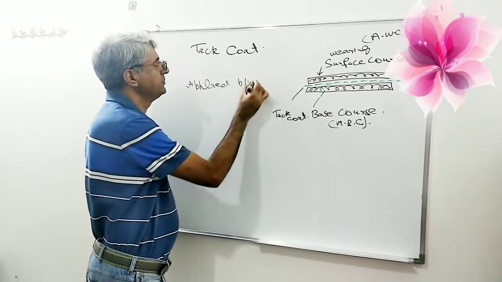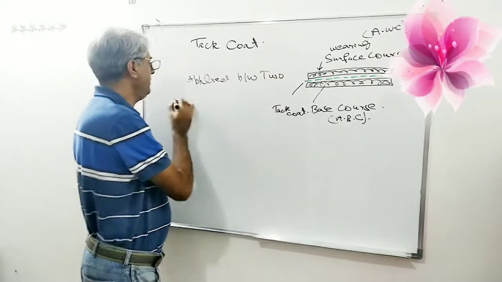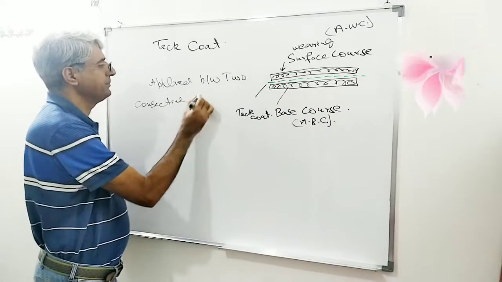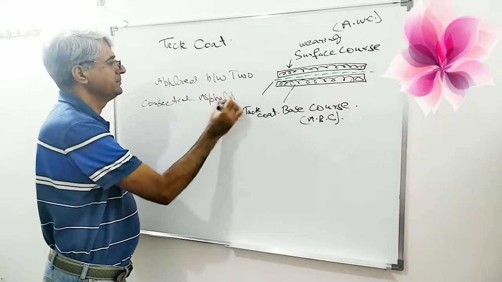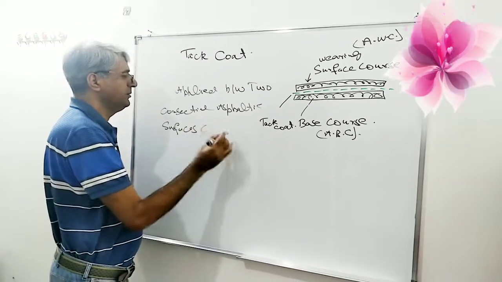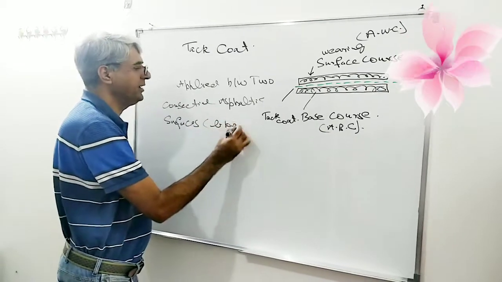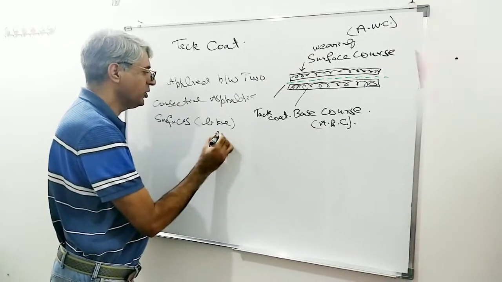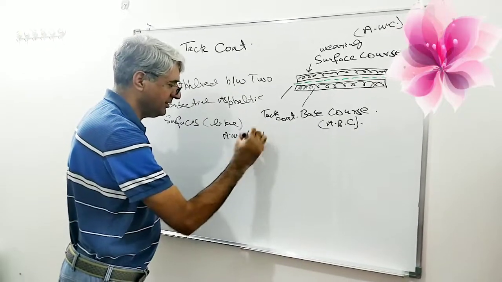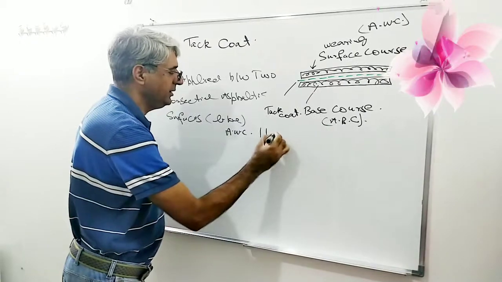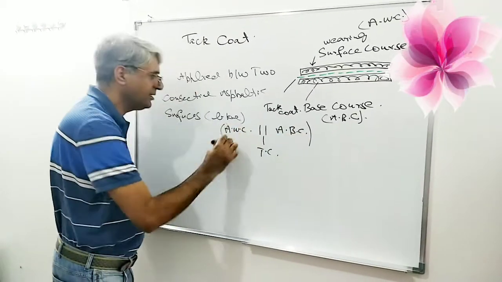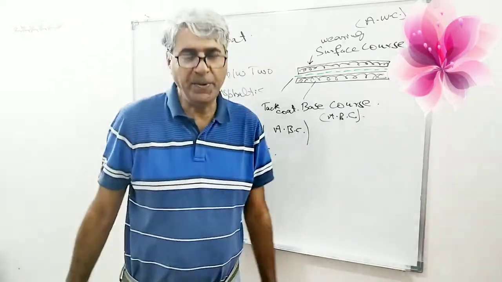between two consecutive asphaltic surfaces. Like, in the figure, I have the asphalt wearing course, and between this is my tack coat. Then I have the asphalt base course. It is always sandwiched between two asphaltic surfaces.